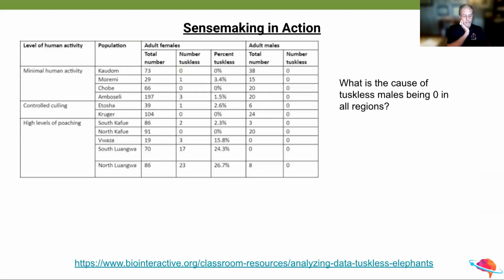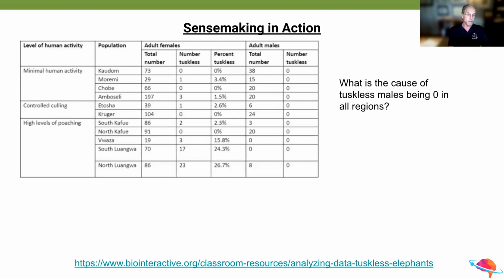Okay, so I want you to take a look at this data here and make some noticings about this. This is data that connects human activity, which is on the left side of this chart, and then we have other information here about the males and females, tuskless, and the percentages. Now, some of these were from killed and some not killed.